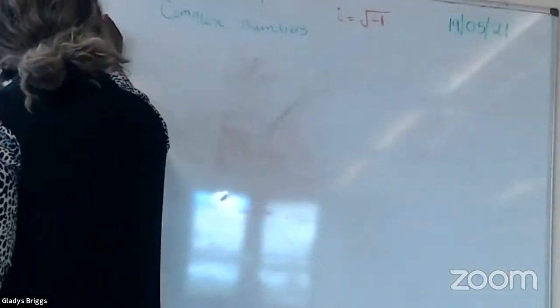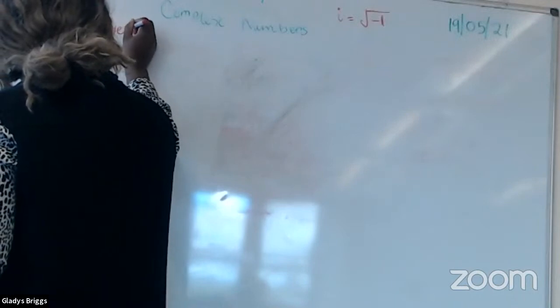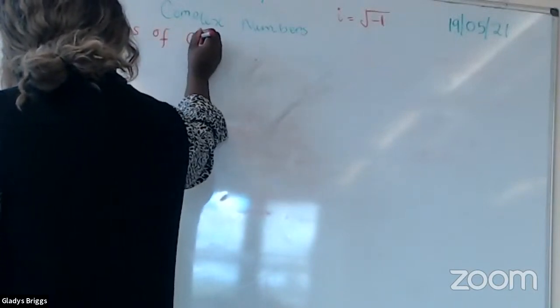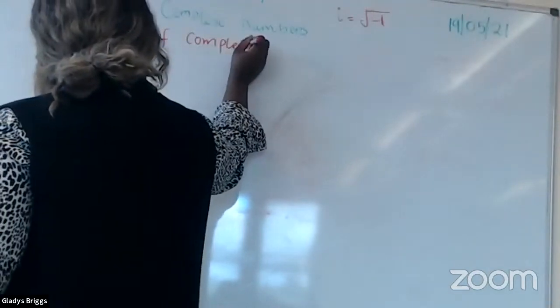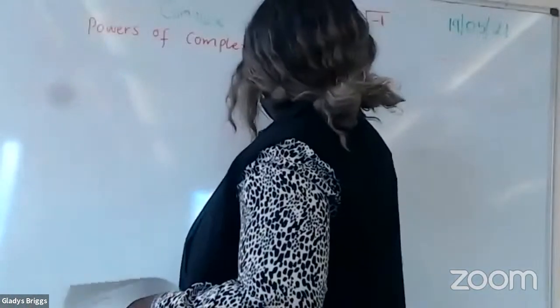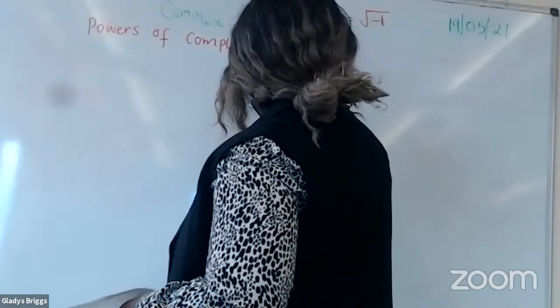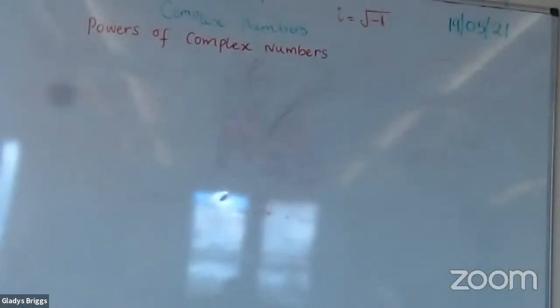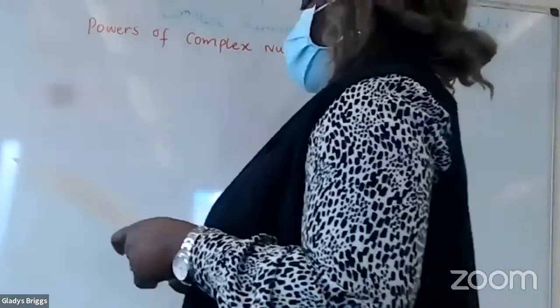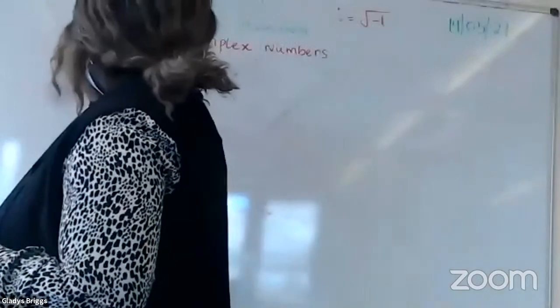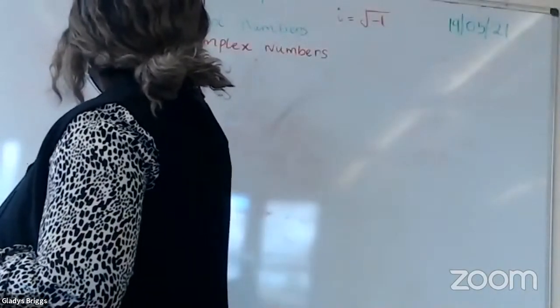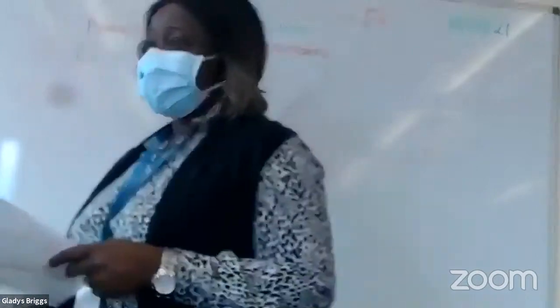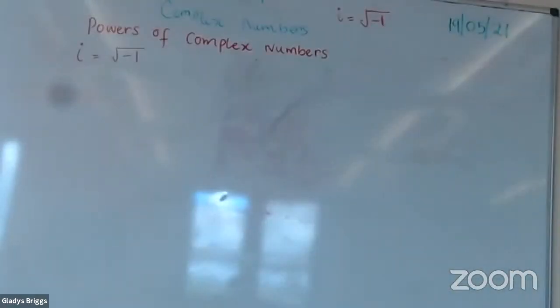Okay, so powers of complex numbers. Right. So you already know that i is equal to the square root of -1. Yeah? You know that. So write that down. i is equal to the square root of -1.